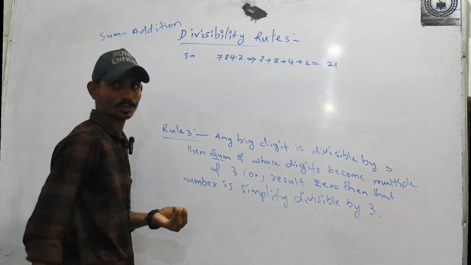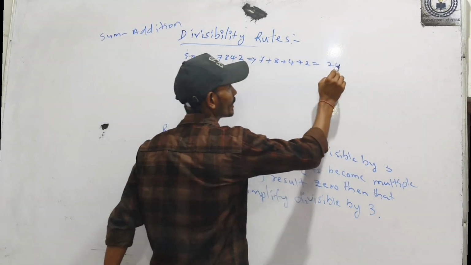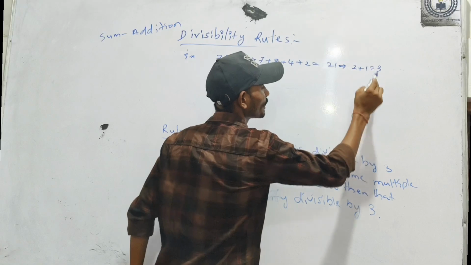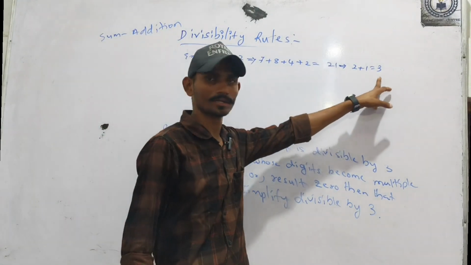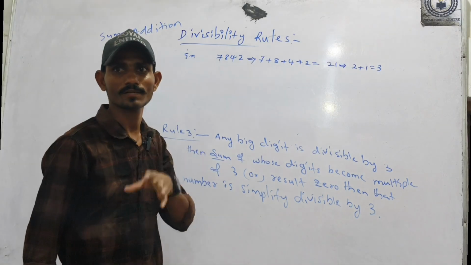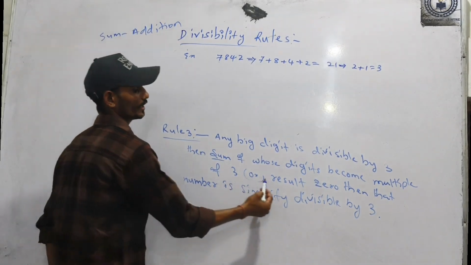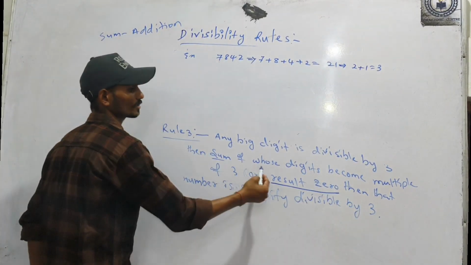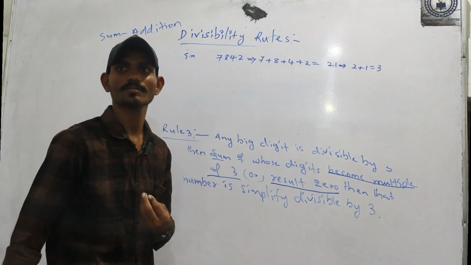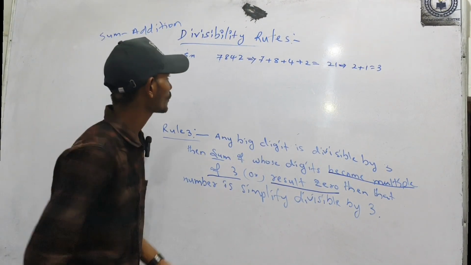If the result is not a multiple of 3, then you sum again. So 2 plus 1 is equal to 3. Yes, 3 is a multiple of 3, and 21 is a multiple of 3: 3 sevens are 21. So if the result becomes 0 or a multiple of 3, then the complete number is divisible by 3. Okay, one more example.